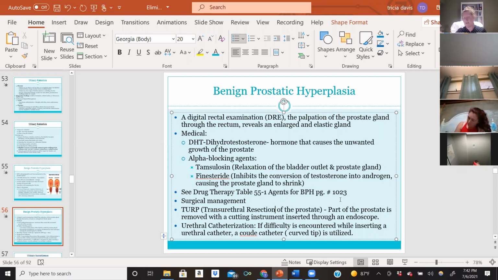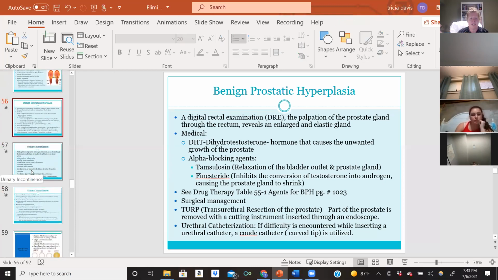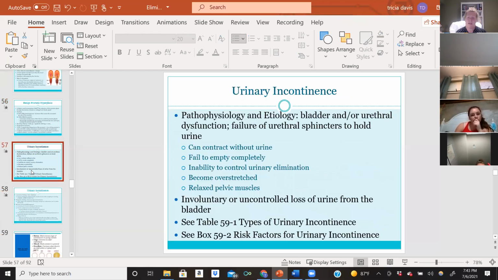This is something that the nurse can do. Some nurses don't want to do it because they think it's an invasive procedure. It's not. Urology can do it. I've done it a couple of times. It's really easy to do. So it is in your scope of practice.